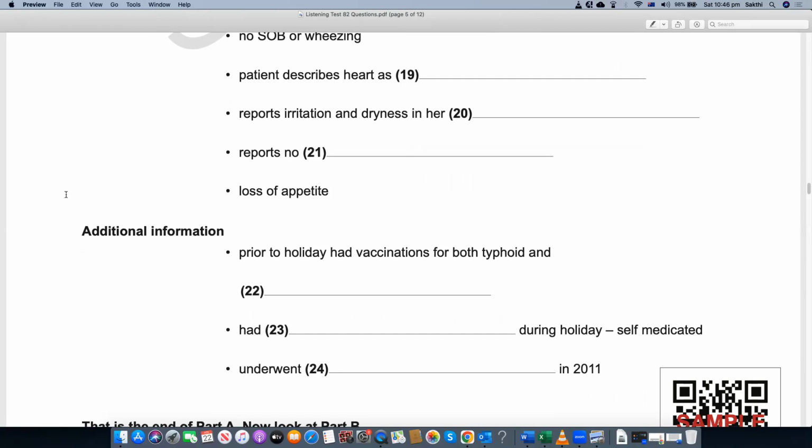Then, while we were away, I did get cold sores all over my upper lip. I've had them before, and I'd got some over-the-counter stuff for them, so I just used that. Right. Apart from that, I was fine during the holiday. I'm normally very healthy. Uh-huh.